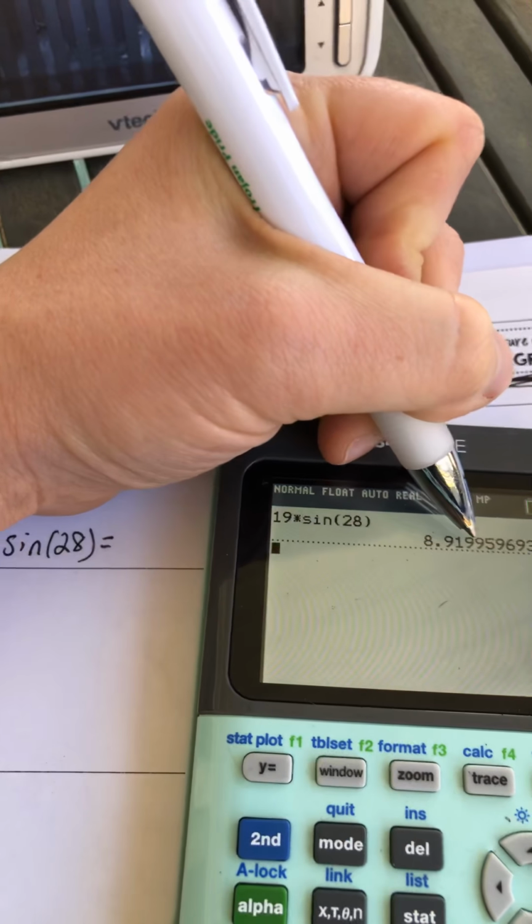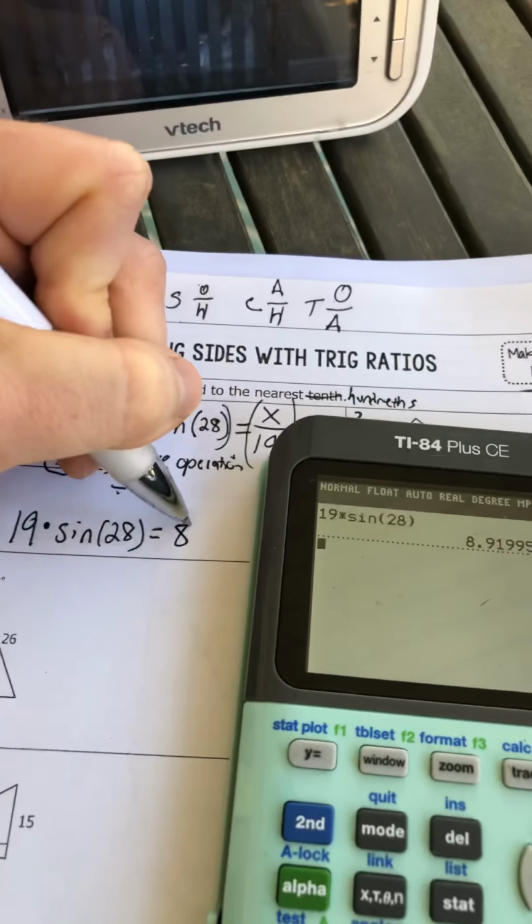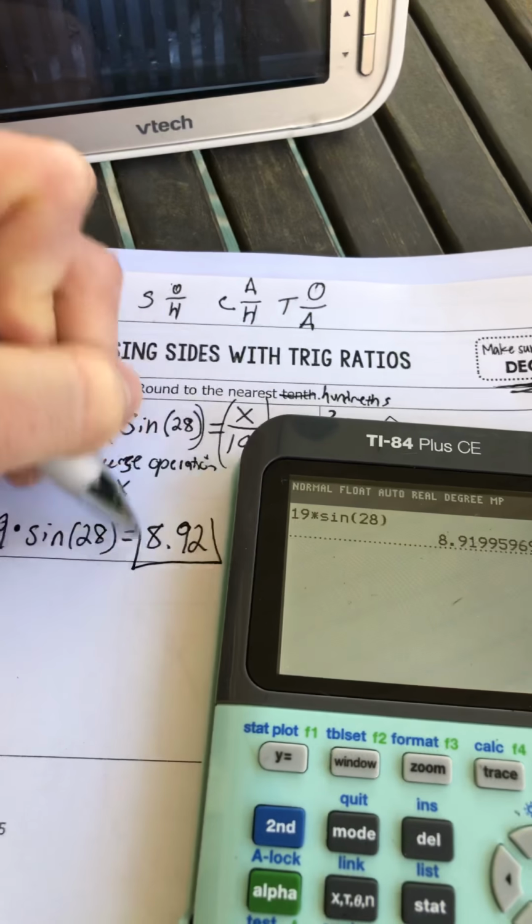So that 9 is going to round the 1 up, so it'll be 8.92 as our final answer.